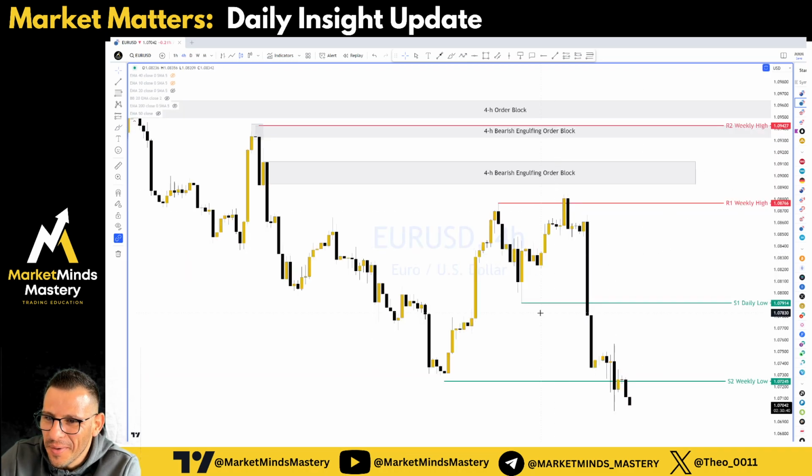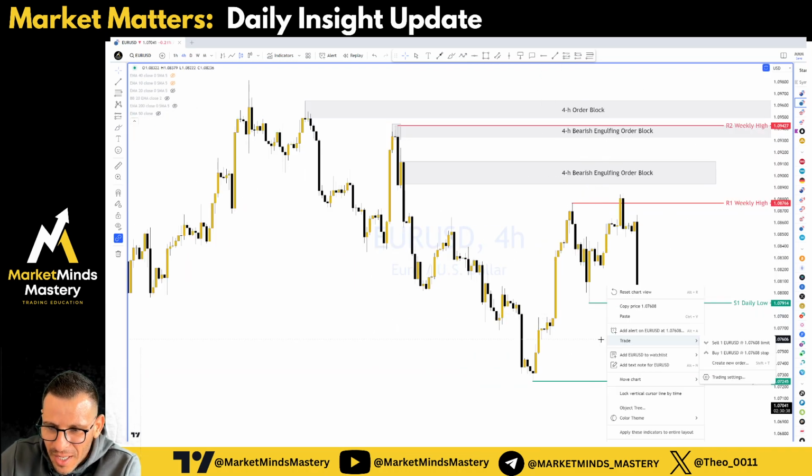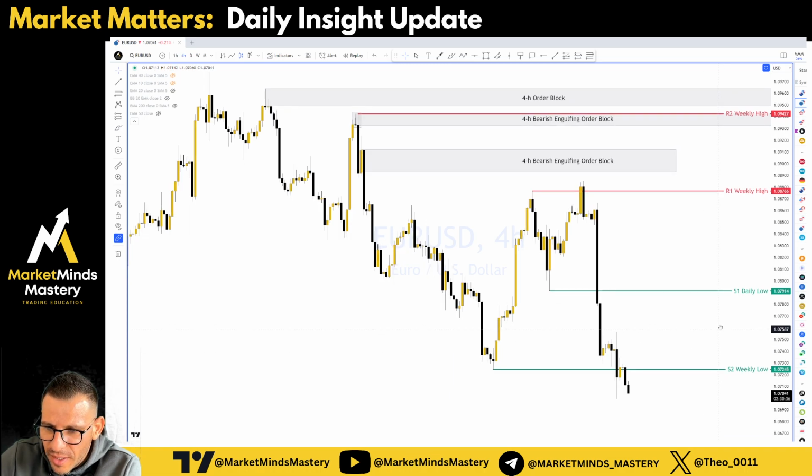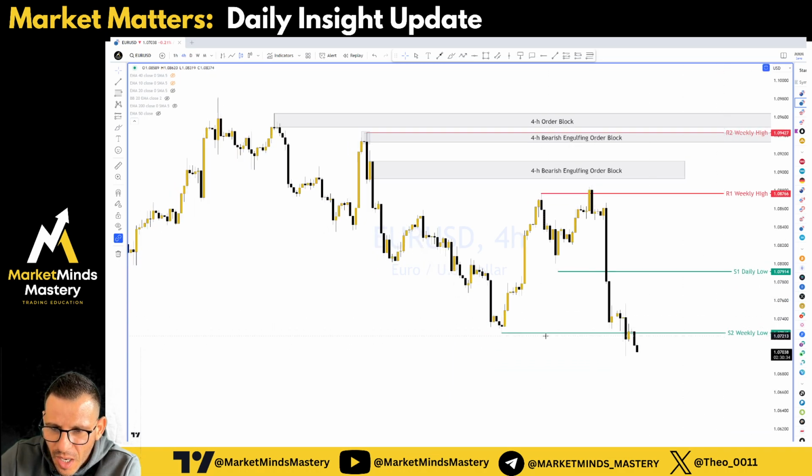Next one, the euro against the US dollar. Yesterday I got a losing trade here, which is totally fine. I was trying to buy somewhere at support with the expectation of a rally on the euro because of the European Central Bank announcing interest rates. So my stop loss got triggered and the market keeps declining.